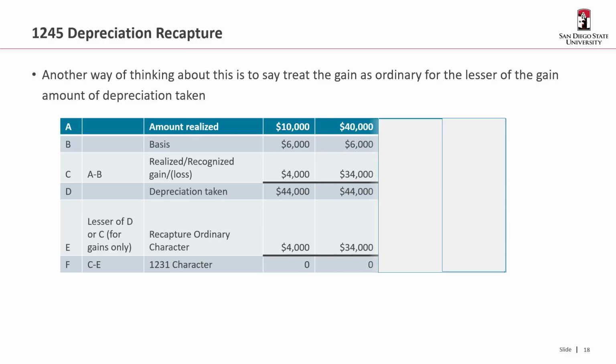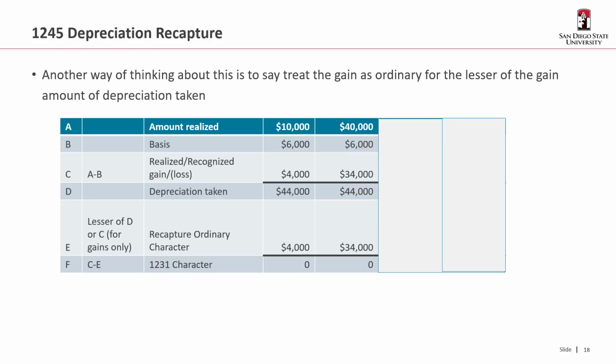Okay, let's change it slightly. Let's say instead she sells it for 40,000. Okay, so now 40,000 minus her basis of 6,000 is a $34,000 recognized gain. Compared to depreciation taken of 44,000, well, the gain is still the smaller amount. Therefore, all of it is treated as ordinary. So that'd be an ordinary gain as opposed to a 1231 gain.